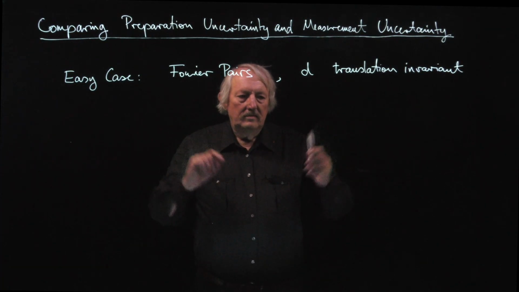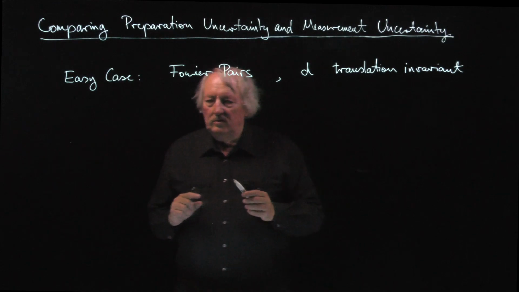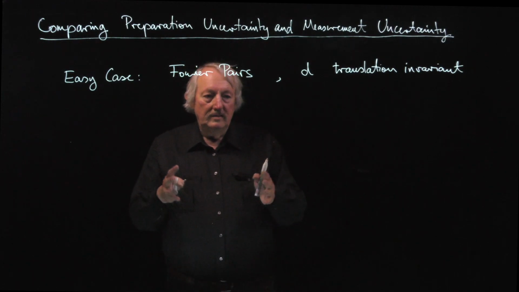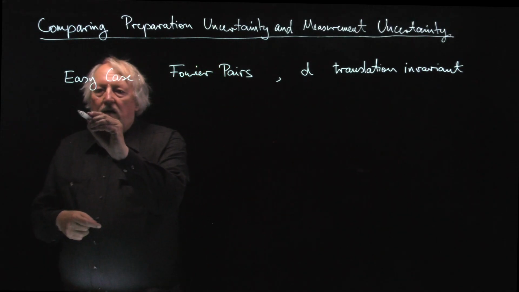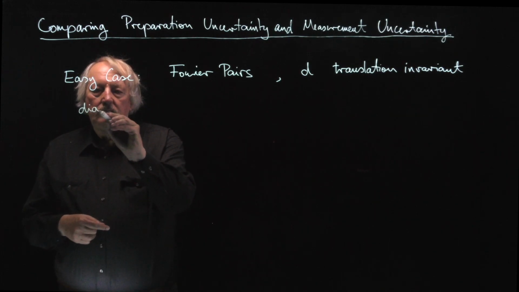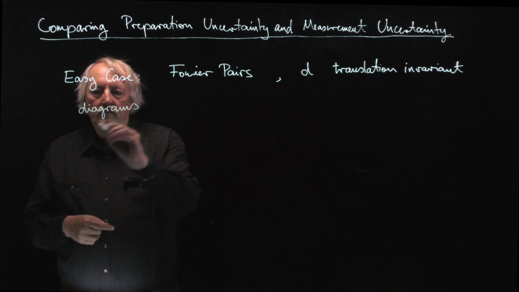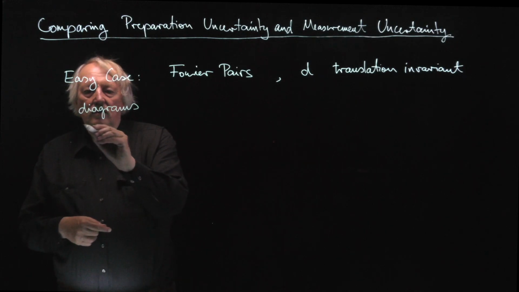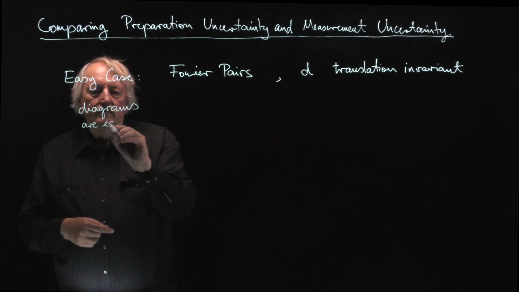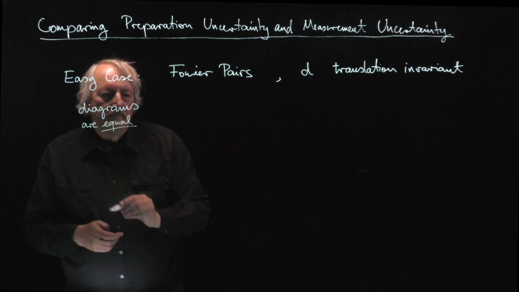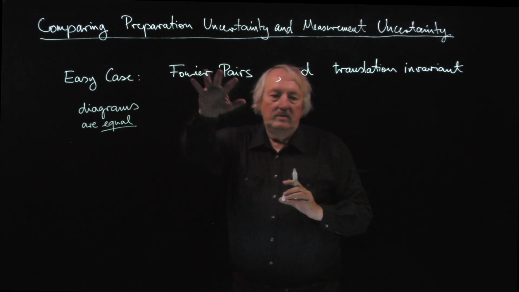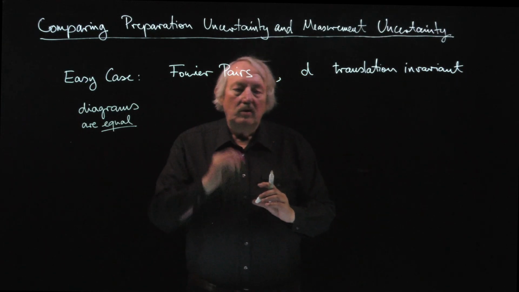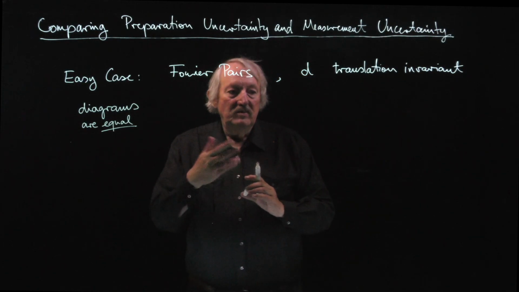So in that case, it's easy because the two diagrams that I was showing in the same coordinate system, the measurement uncertainty diagram and the preparation uncertainty diagram, they are just the same. Right? The uncertainty diagrams are equal. That's certainly not true generally. Actually, you could say it's because of the high symmetry here. So how do we go about this? How can we see that?